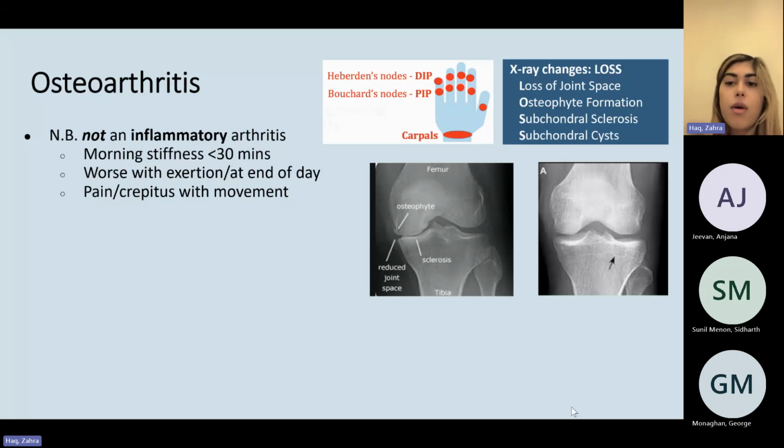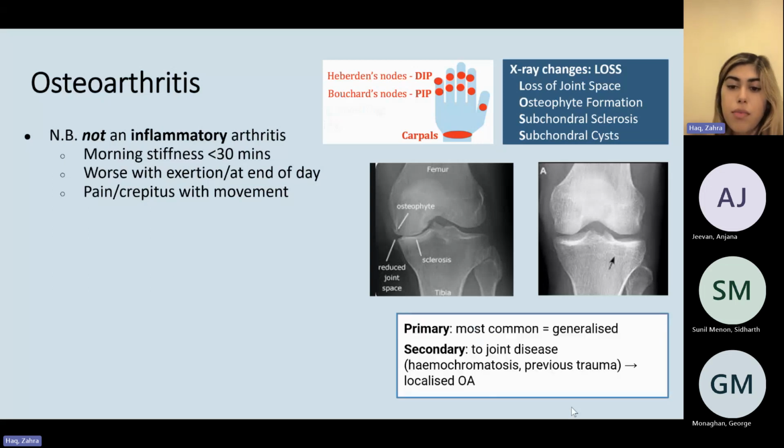In terms of the x-rays, there are quite classic signs, and these can be condensed into LOSS. So loss of joint space, osteophyte formation, subchondral sclerosis, and subchondral cysts. Loss of joint space is pretty self-explanatory. Osteophyte formations are these little erosions that protrude at the edges of the joint, quite obvious in x-rays. Subchondral sclerosis and also subchondral cysts, which are little pockets of inflammation that are present in the cartilaginous area of the joint.